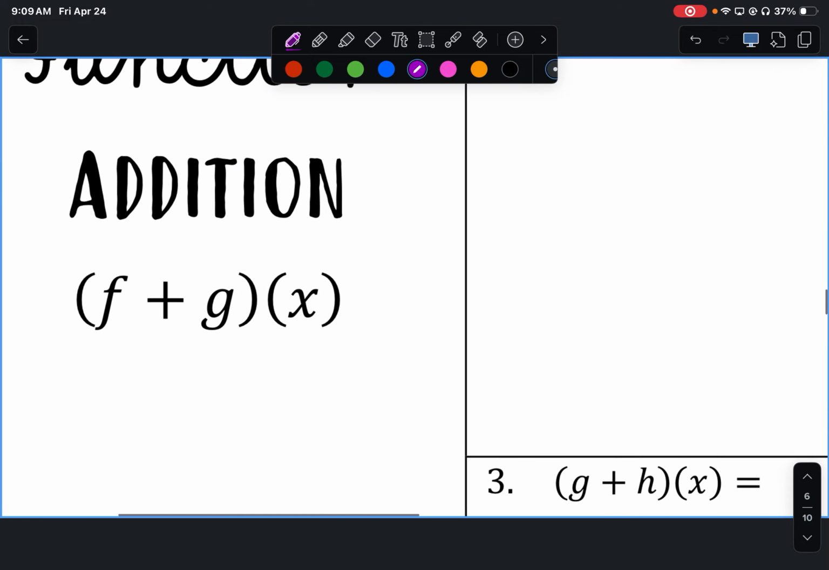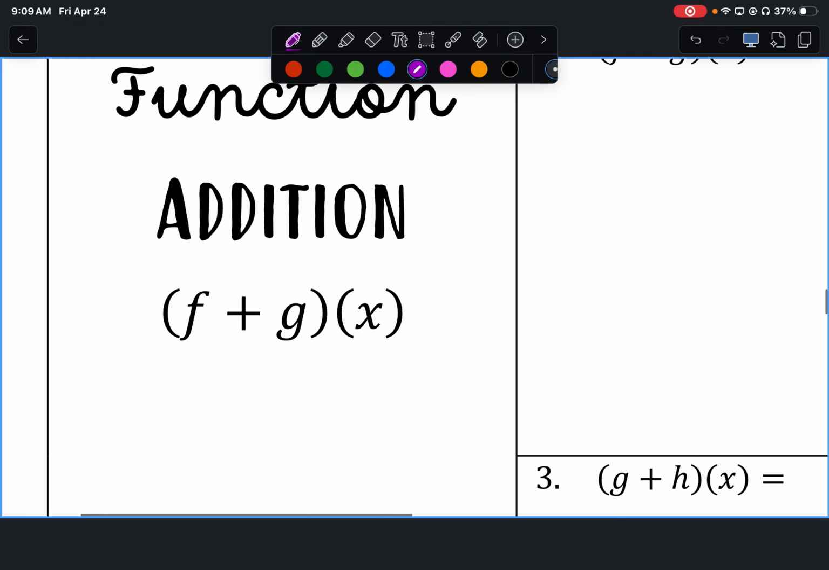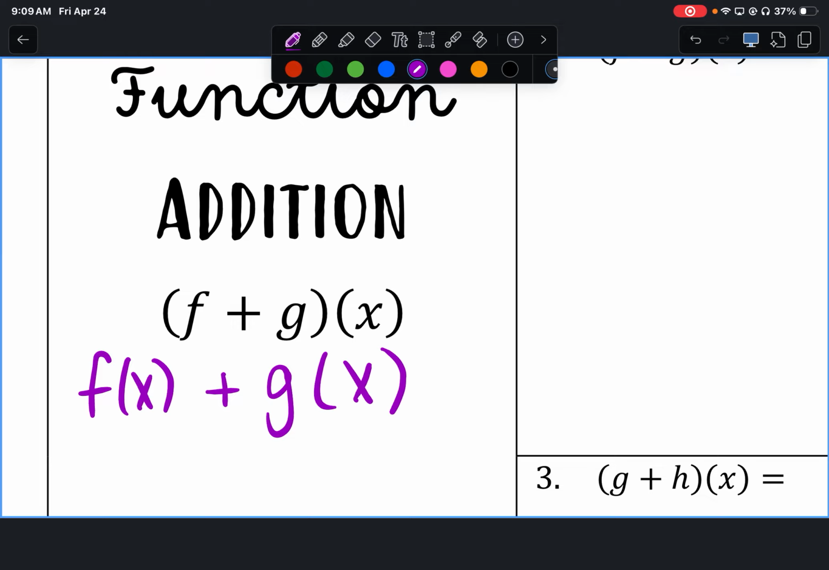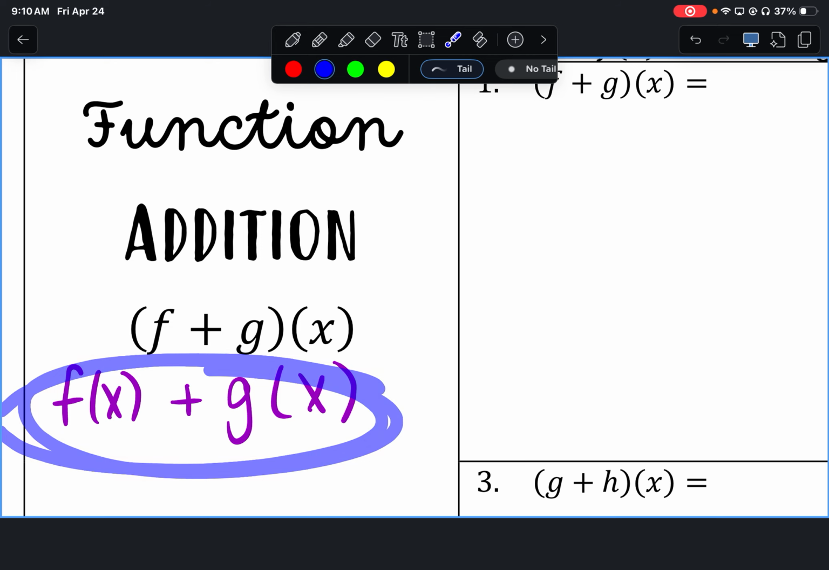Right here we have (f plus g) of x. This is the exact same as f of x plus g of x. So I want us all to write in f of x plus g of x right there under function addition. These two things mean the same thing. It's just people tend to get this a little bit better.